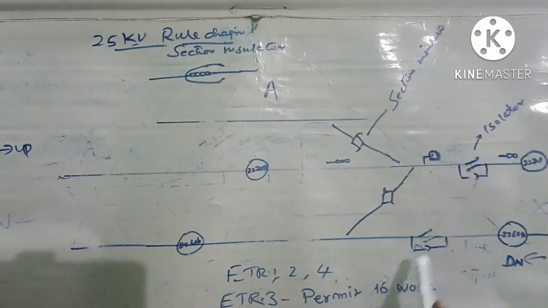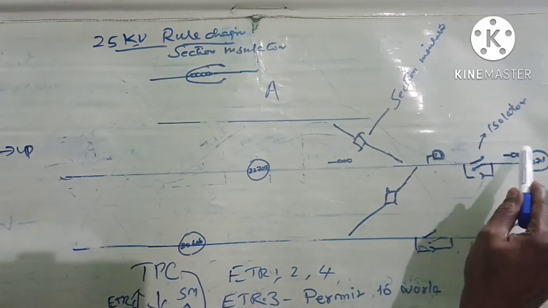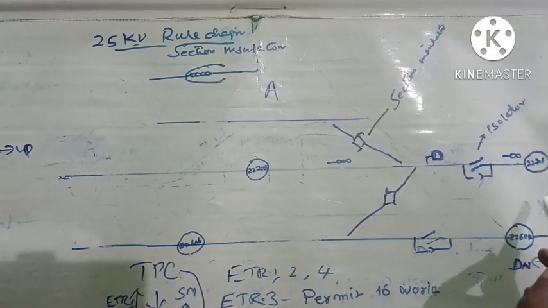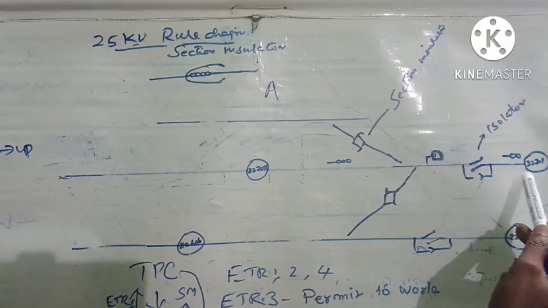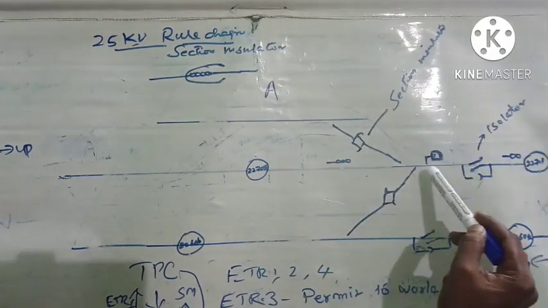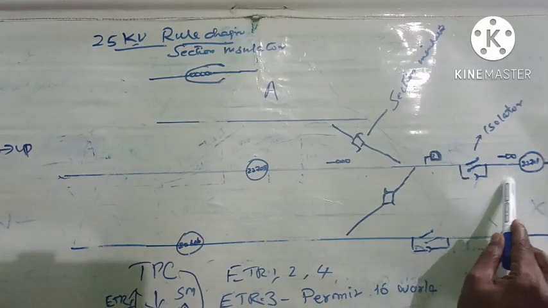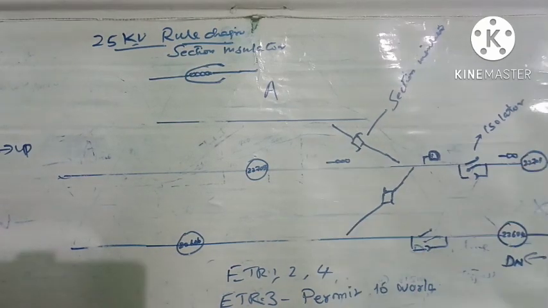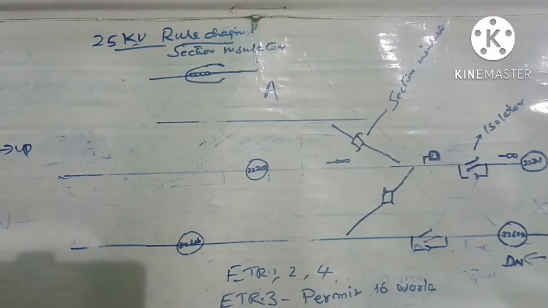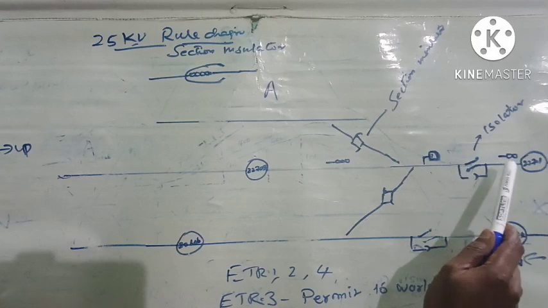Now let us come to this ETR-3 permit to work. Suppose the PWI wants to work here with a crane, that is for unloading the sleepers or unloading the rail panel, etc. He will take a line block between station A and station B in the upline. So it is under line block the work is going on. There is a chance that when the crane is used for unloading the sleepers or unloading the rail panel, the boom of the crane may touch the overhead line.